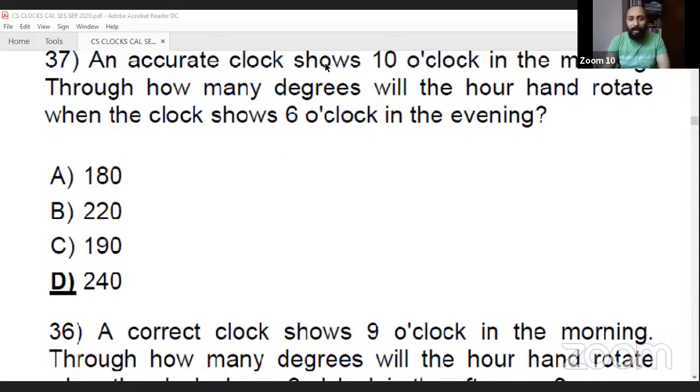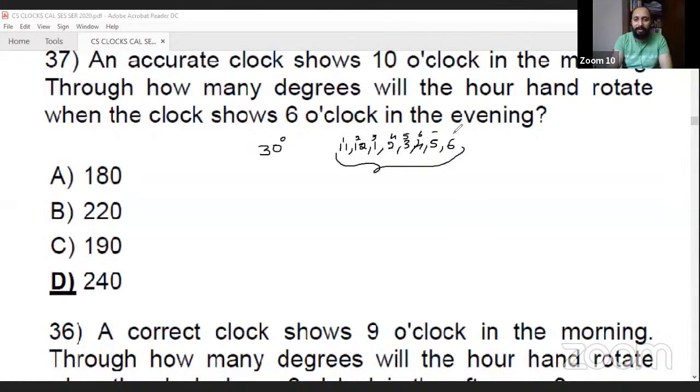Again, I'm saying every 1 hour is 30 degrees. From 10 o'clock to 11 o'clock, 12 o'clock, 1 o'clock, 2 o'clock, 3 o'clock, 4 o'clock, 5 o'clock, and 6 o'clock. How many hours has it moved? 1, 2, 3, 4, 5, 6, 7, 8. So what is 30 into 8, people? 240. Very good, people. That is the answer.